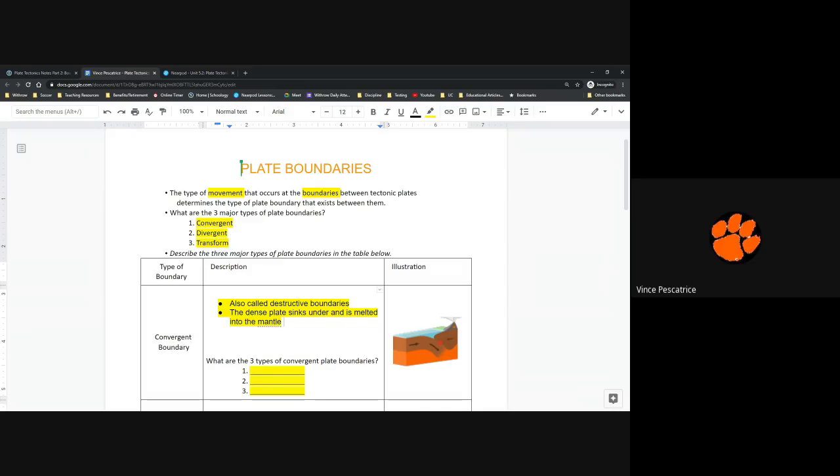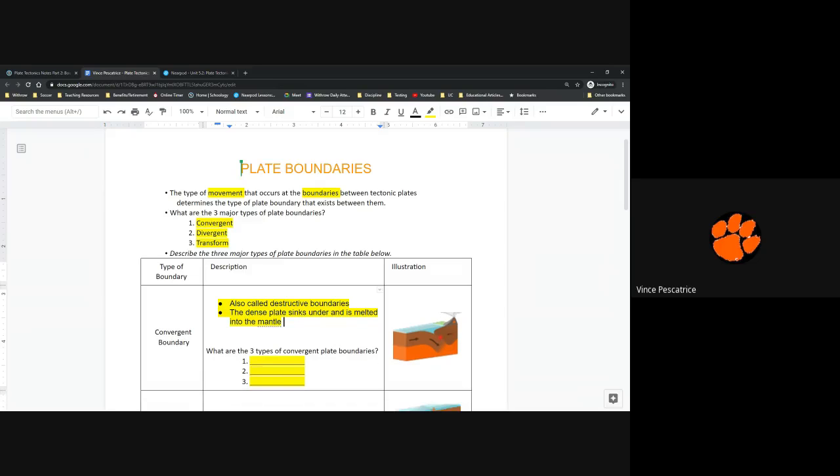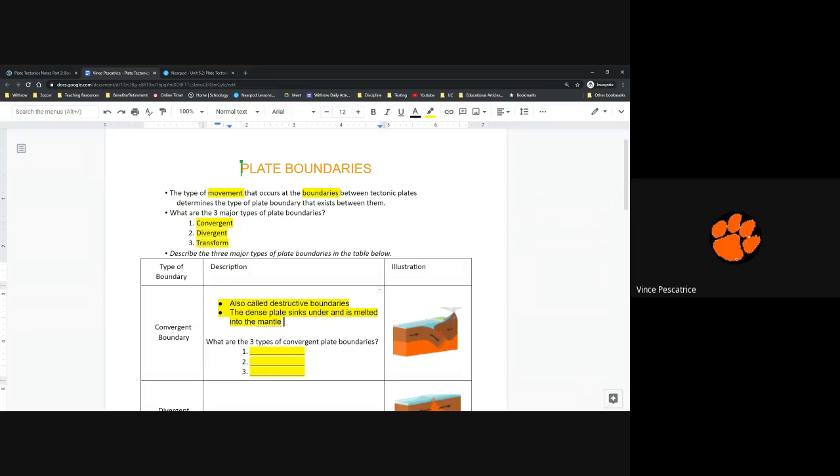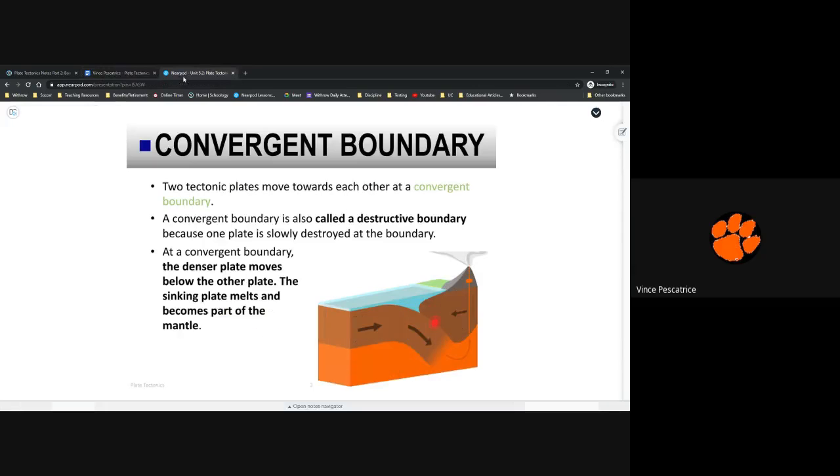So the denser plate moves below the less dense plate and melts and becomes part of the mantle. You can shorten to the dense plate sinks under and is melted into the mantle. You can simplify. I'm okay with you doing that because it makes your life easier, and you're still getting the main point across. What I care about is the main point. Does anybody need more time? Okay.